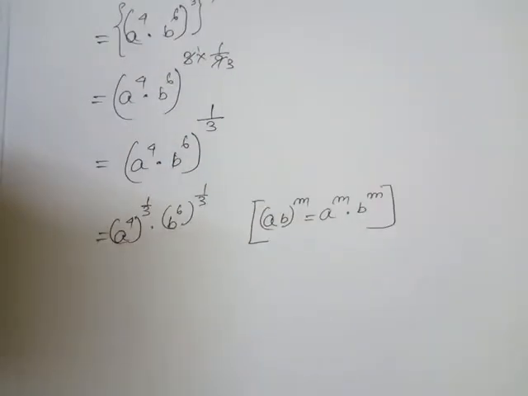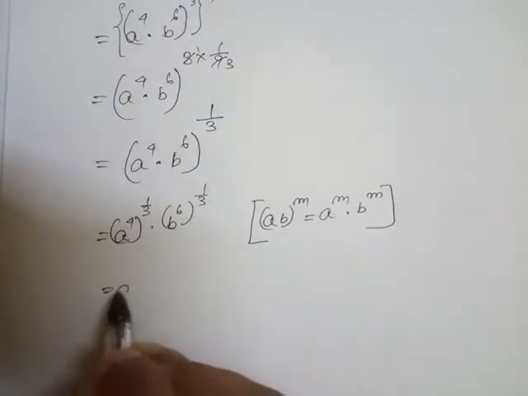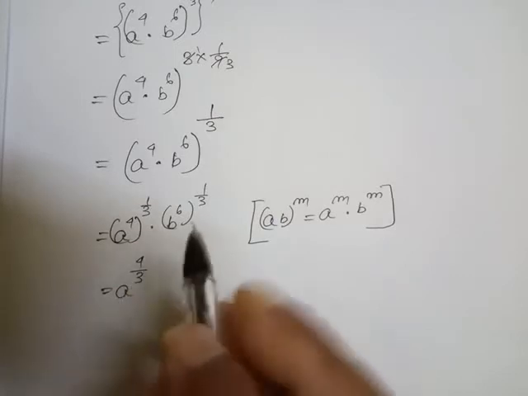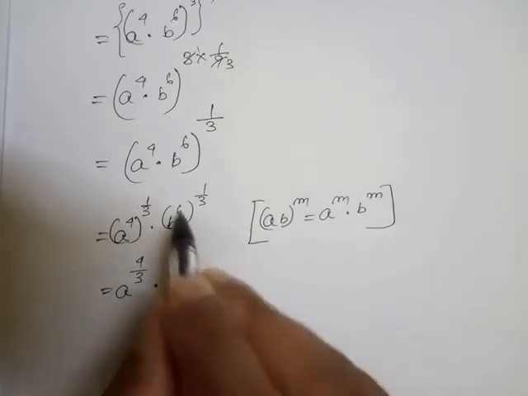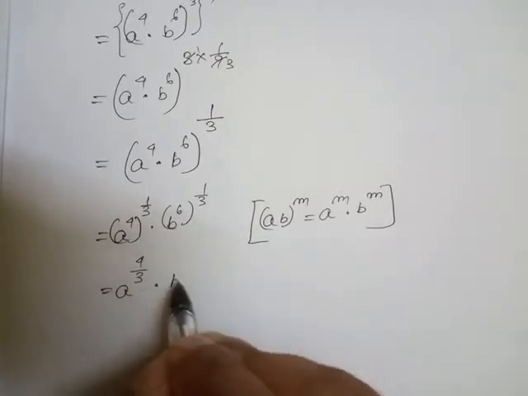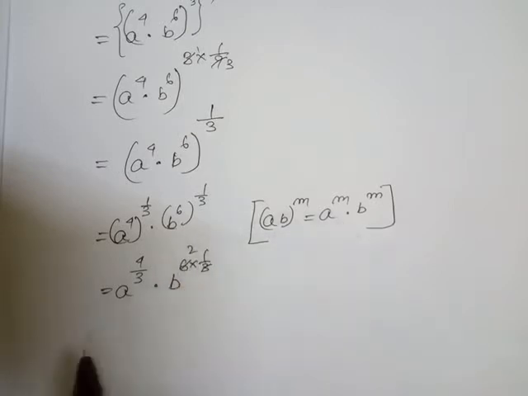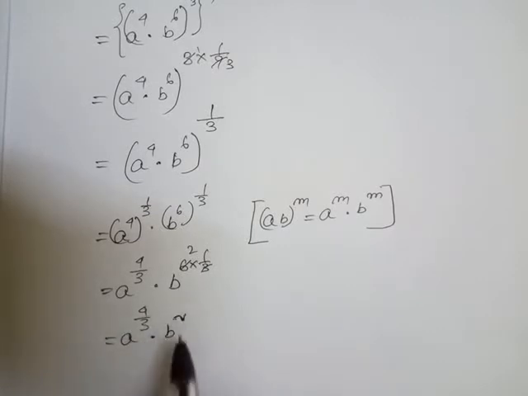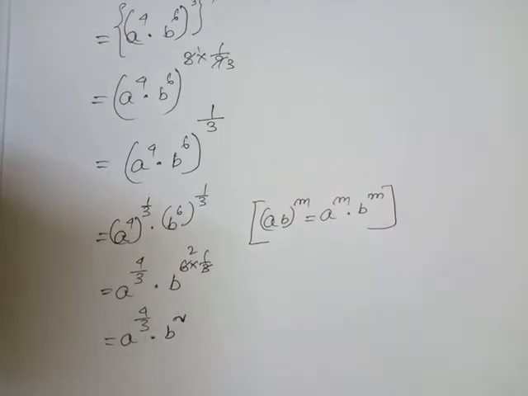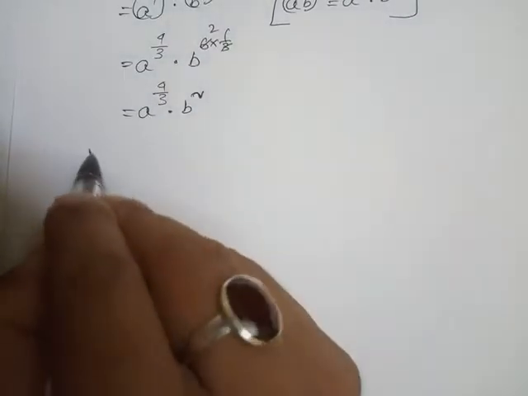Now look in the next step, so a to the power 4 by 3, and here b to the power 6 into 1 by 3. So 3 ones are 3 2s are 6. So next would be a to the power 4 by 3 and b square. This is the answer of b Roman 4. Now student, Roman 5, we're going to solve now Roman 5. Look here, that Roman 5 I'm writing here now.